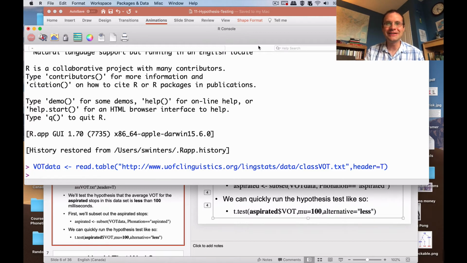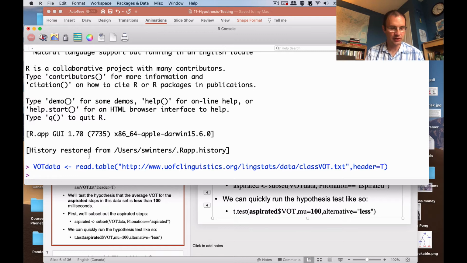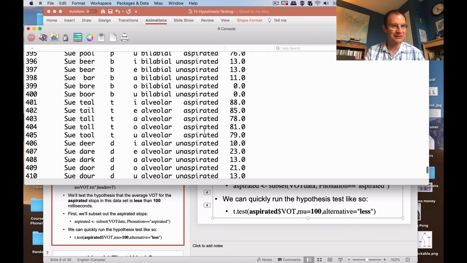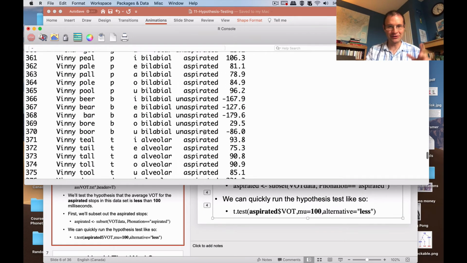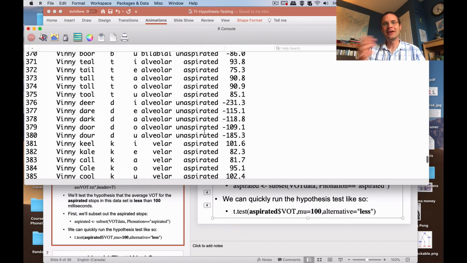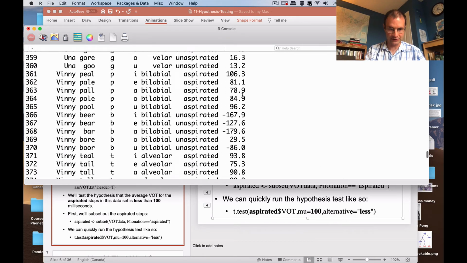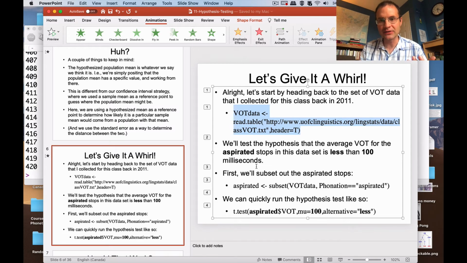So we've got VOT data here in a data frame, and we're going to test the hypothesis that the average VOT for the aspirated stops in this data set is less than 100 milliseconds. Just to review, this is what the VOT data looks like. It's similar to what we just did in the first homework exercise for this class, except the first time I taught this class, I didn't really know what I was doing. I had people produce both aspirated stops and unaspirated stops in English, so we've got both positive and negative VOT values here over on the right-hand side. I want to focus on just the aspirated stops in this data set.